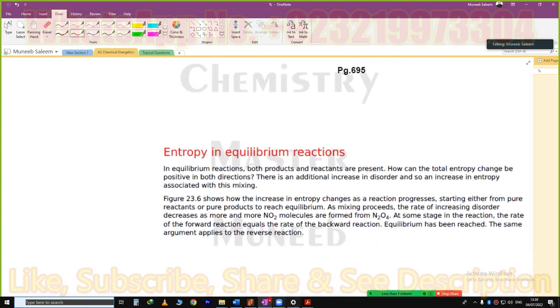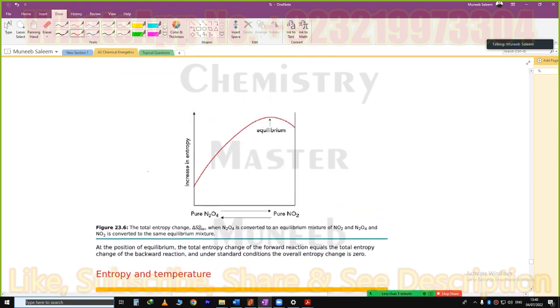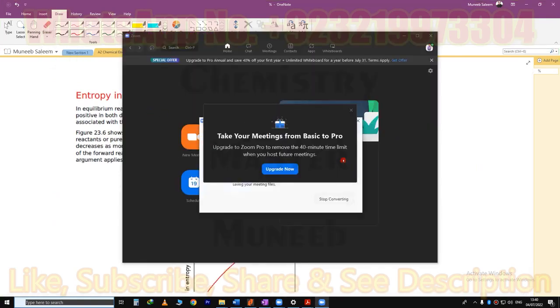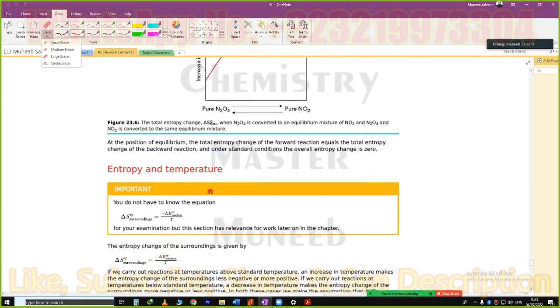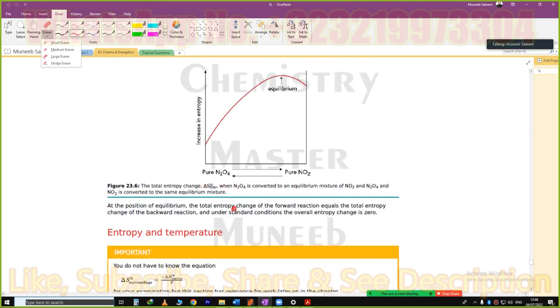Entropy in equilibrium reactions. In equilibrium reactions, under standard conditions, the overall entropy change is 0. So this is all you have to memorize: at the position of equilibrium, the overall entropy change is 0, because the entropy change for the forward reaction equals the entropy change of the backward reaction. That was all for the equilibrium reactions. Clear? Yeah.